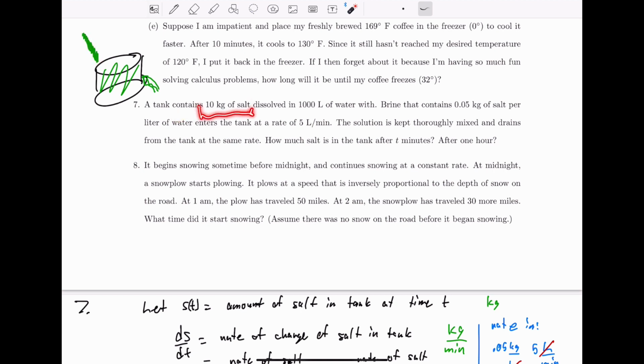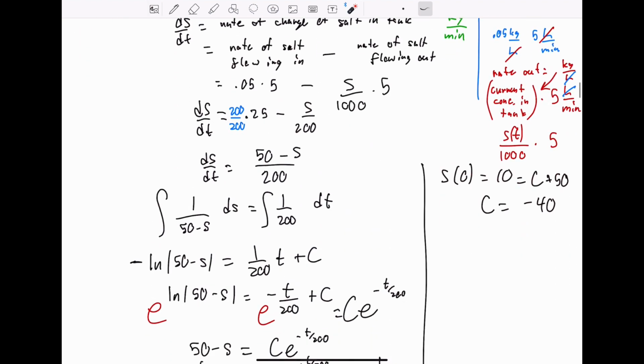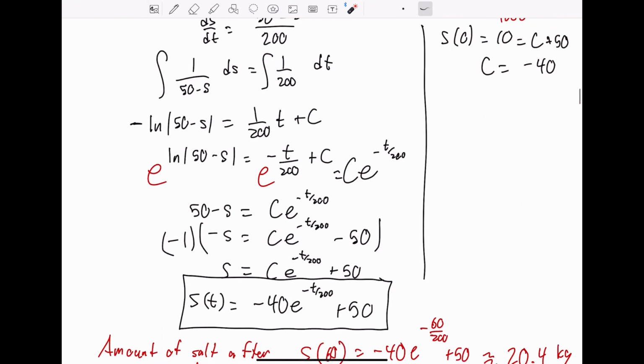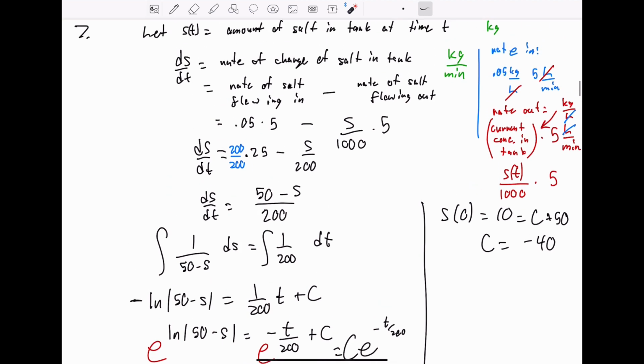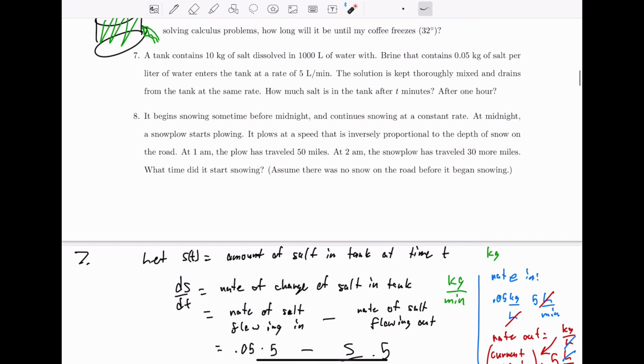So initially we started with 10 kilograms of salt. After an hour, we have over 20 kilograms of salt. And we could find how many kilograms of salt are in the tank at any time using this equation here. If we wanted to know at what time we have 30 kilograms, we could just set this equal to 30, solve for t, and we would be able to figure out exactly what time we have precisely 30 kilograms of salt in the tank. So even though this was a rather long and tedious problem, I hope you can appreciate how applicable differential equations are for this sort of an example.